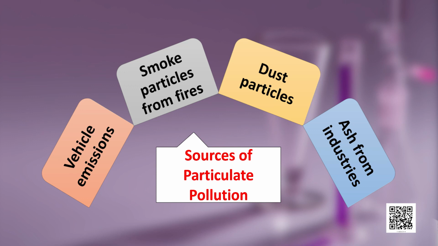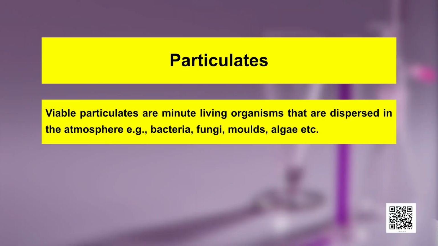Let's now move on to another category of tropospheric pollutants, that is particulate pollutants. Particulate pollutants are the minute solid particles or liquid droplets in air. Sources of particulate pollutants are vehicle emissions, smoke particles from fires, dust particles, and ashes from industries. Particulates in the atmosphere may be viable or non-viable. Viable particulates are bacteria, fungi, molds, algae, etc. They are minute living organisms that are dispersed in the atmosphere.